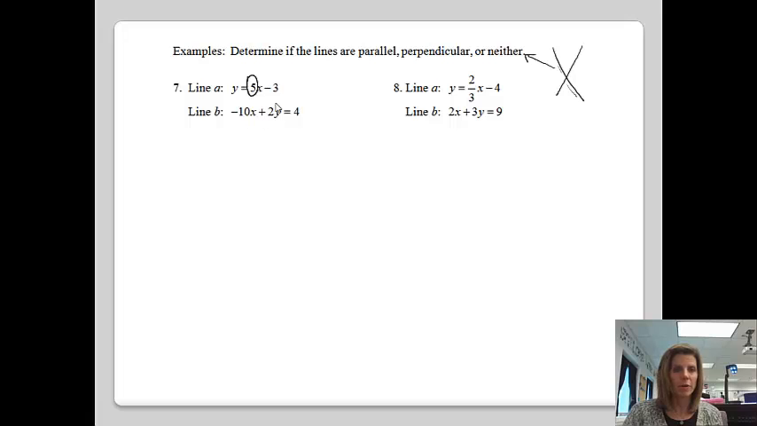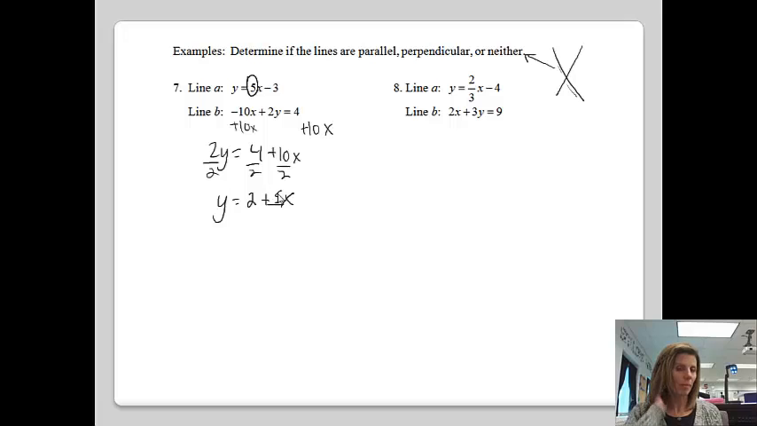All right, so I'm going to solve for y. Remember, we're going to add 10x to both sides. So I will have 2y equals 4 plus 10x. I'm next going to divide all three parts by 2. So I'll get y equals 2 plus 5x. And then if you look at this, remember the slope is the number that's in front of the x, so my slope is 5. So if I compare these two slopes, this one is 5 and this one is also 5, they have the same slopes. And since they have the same slopes, they are parallel.